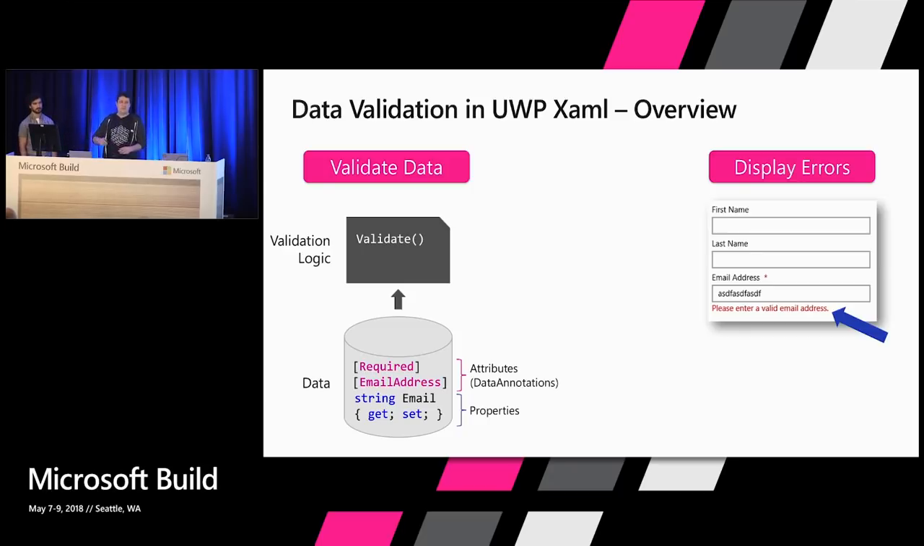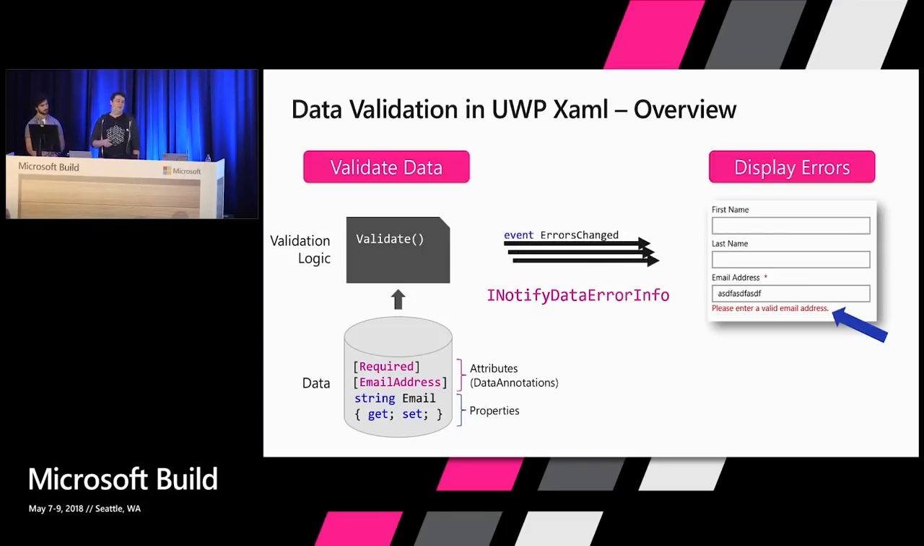The new stuff that's coming, the stuff that we've added, is nothing on the left side here. It's the fact that UWP XAML controls now will be able to automatically show validation UI like this out of the box, as long as your data implements INotifyDataErrorInfo and raises the ErrorsChanged event. So if you raise the ErrorsChanged event from INotifyDataErrorInfo, our UI will now begin to respond. You can turn it off if you don't want it to respond, but it'll respond by default, and you'll be able to get some automatic UI for free.